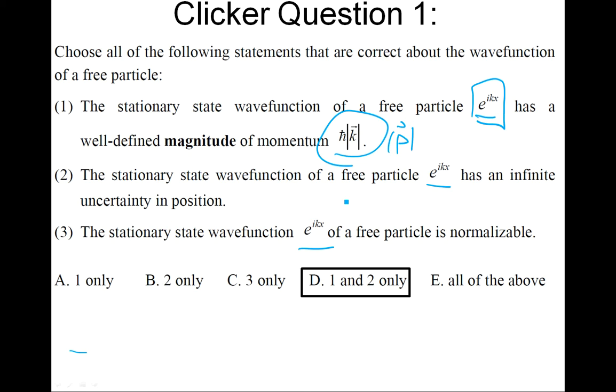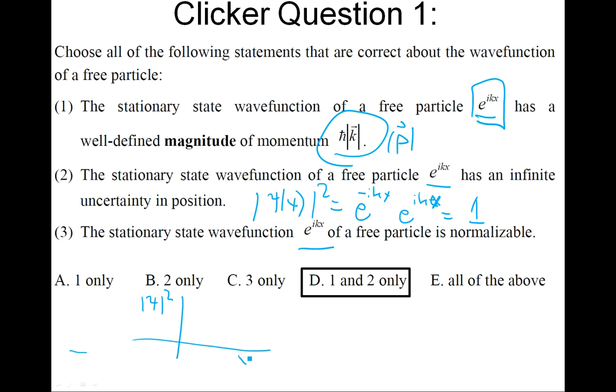The stationary state wave function of a free particle has an infinite uncertainty in position, right? We sort of talked about this. If I take my psi of x squared, I get e to the negative ikx times e to the ikx, and you just get 1 out of there. So if I was to plot my psi squared versus x, I get some constant function.